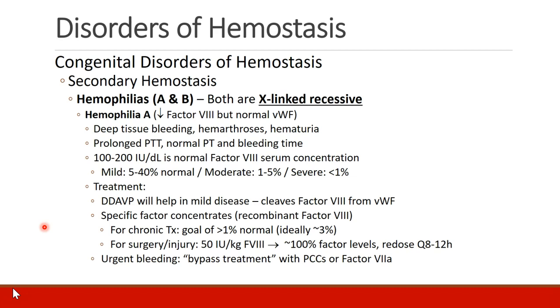Otherwise, specific factor concentrates like recombinant factor VIII would be the ideal treatment for patients who have hemophilia A. Chronically, these patients are treated with enough recombinant factor VIII to achieve a goal of somewhere above 1% of normal. Ideally, about 3% is sufficient for normal daily living. But for patients who are having surgery or who sustain a traumatic injury, usually we administer 50 units per kilogram of factor VIII with a goal of achieving somewhere between 50 to 100% of factor levels. The factor may then need to be redosed every 8 to 12 hours.